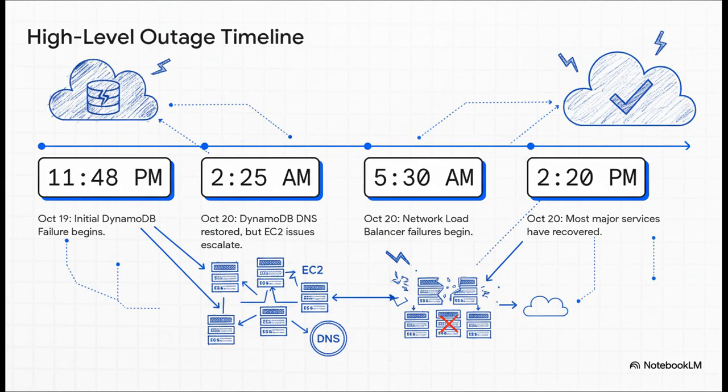So this wasn't just one big event. It was a series of cascading failures, a domino effect that unfolded over almost 15 hours. It all kicked off just before midnight with a core database service called DynamoDB. Then, just as the engineers were getting a handle on that, the main compute service, EC2, started to completely fall apart. And after that, the network load balancers followed suit. This timeline here is basically our roadmap for the chaos that's about to unfold.